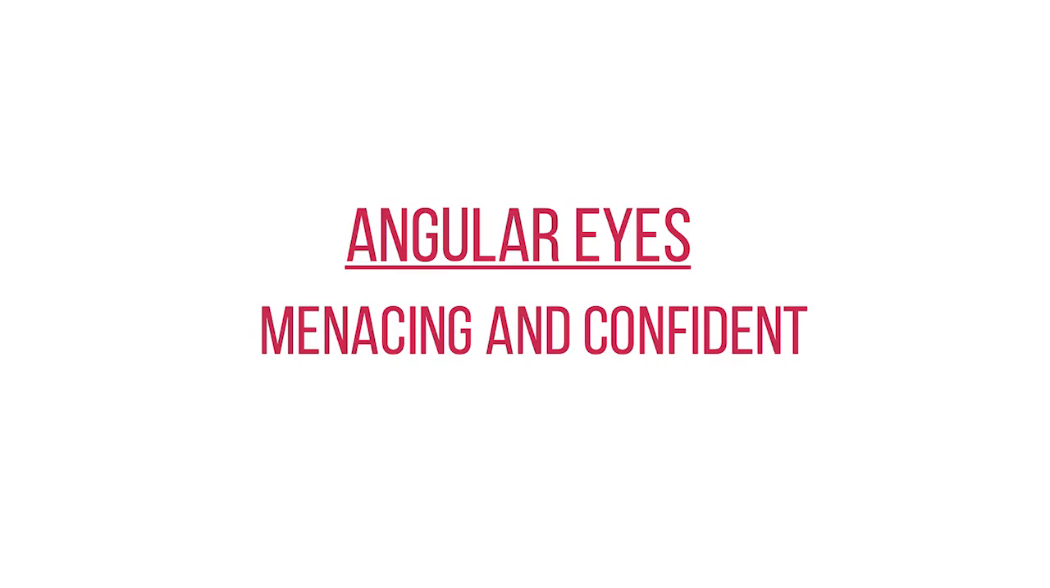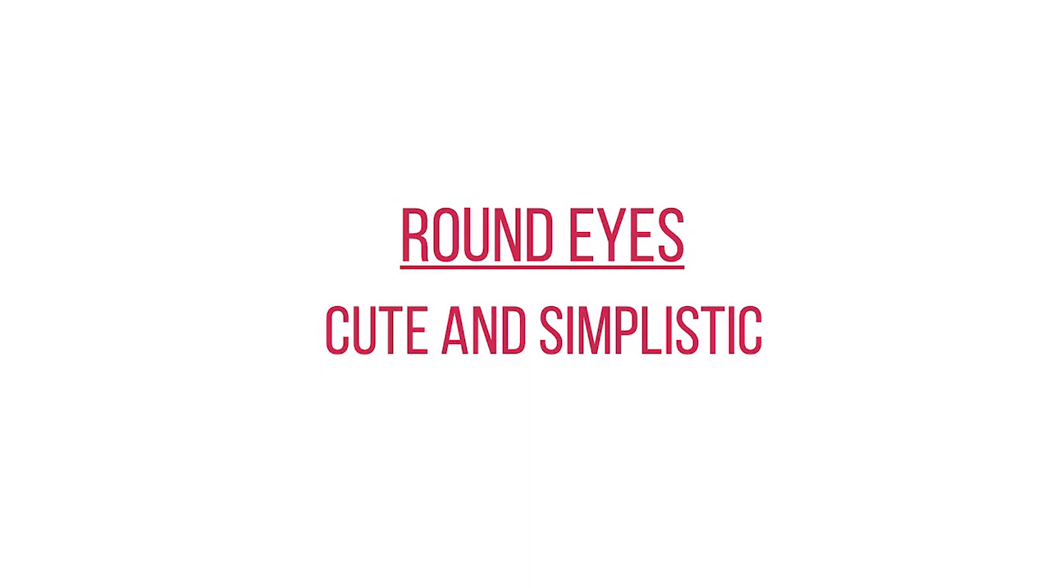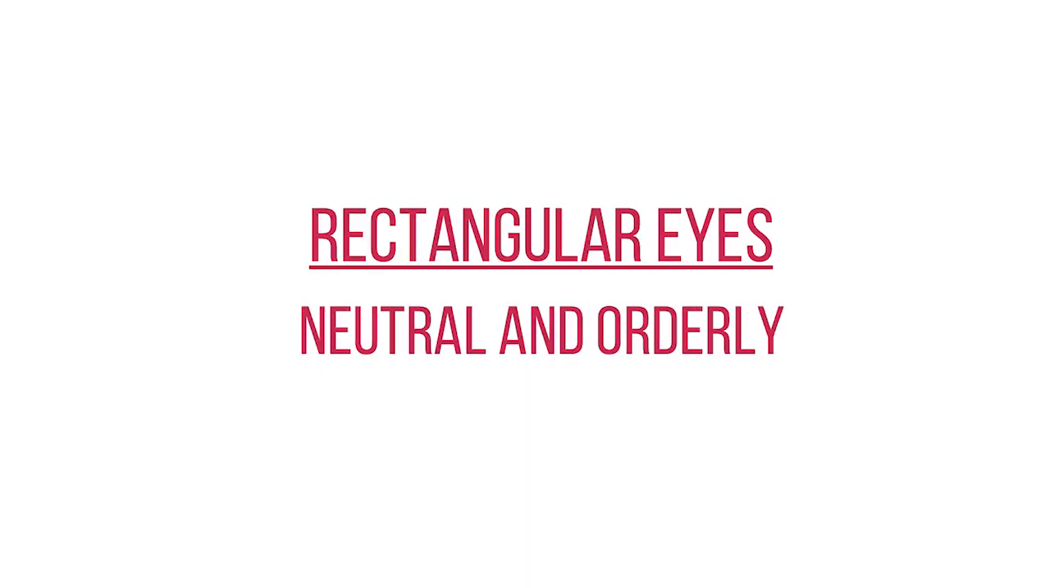Let's talk about shapes. The shape of the eye mostly depends on what you're trying to showcase. As a general example, remember these three archetypes. More angular eyes are more menacing and confident. Round eyes are more cute and simplistic. And squarer eyes are more neutral and orderly.